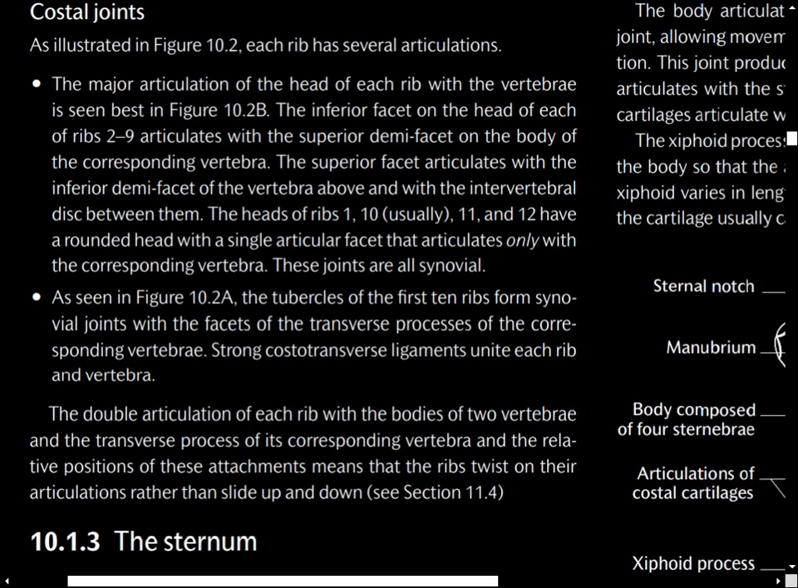The double articulation of each rib with the bodies of 2 vertebrae and the transverse process of its corresponding vertebra, and the relative positions of these attachments, means that the ribs twist on their articulations rather than slide up and down.